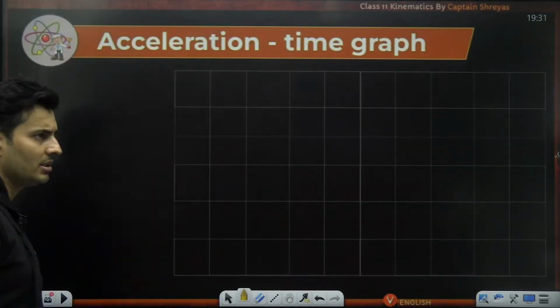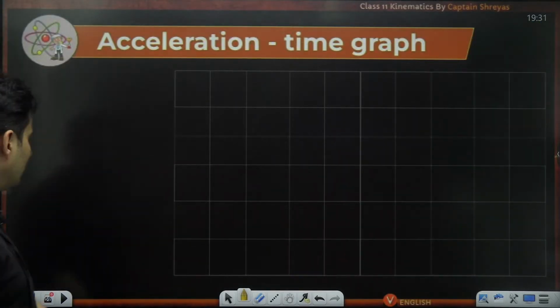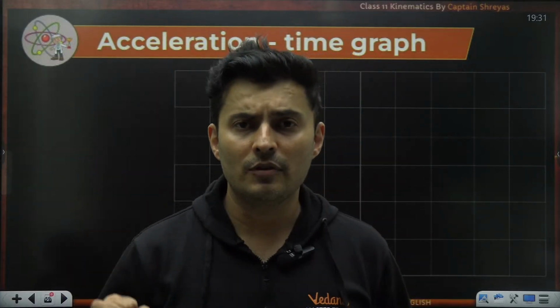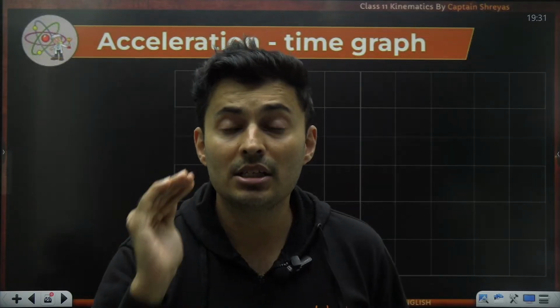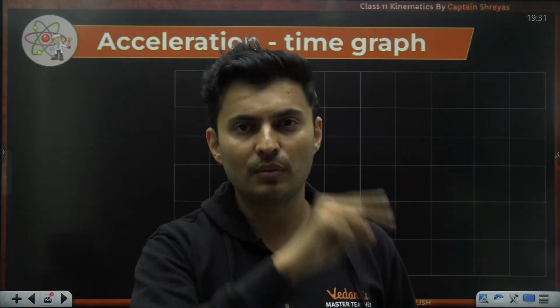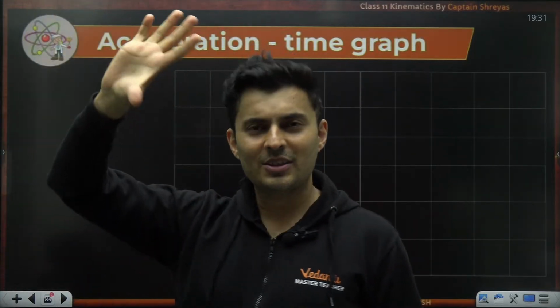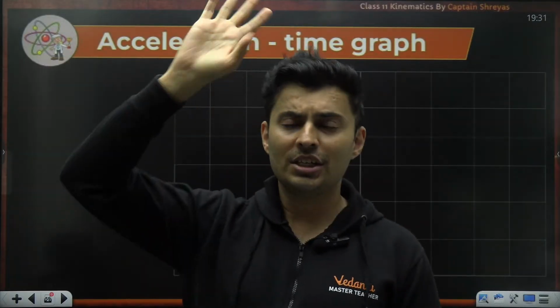Let's do acceleration time graph questions. What does the area under acceleration time give you? It gives you change in velocity, not velocity, change in velocity. Remember, integration of acceleration gives me change in velocity. So area under acceleration gives me change in velocity.